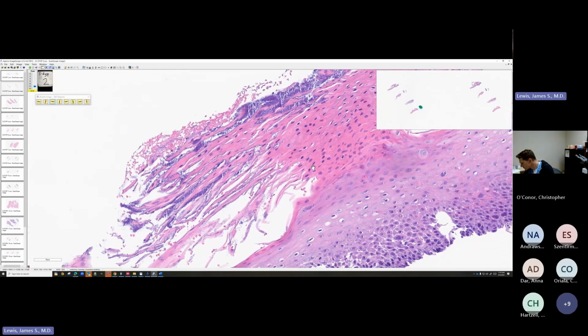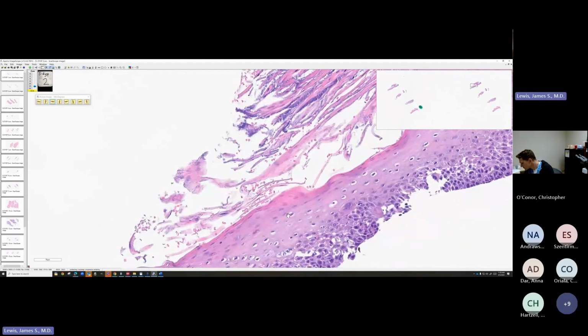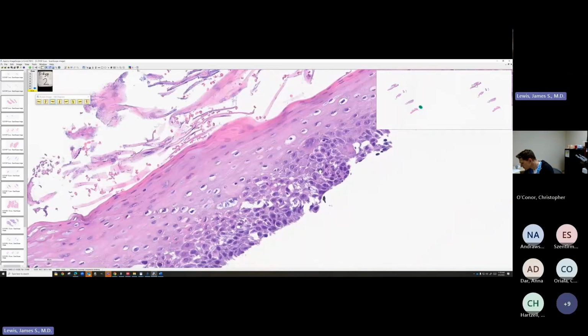Candida can cause reactive changes that can mimic dysplasia a little bit, but I've seen lots of dysplastic lesions with candidiasis on the top. Now here it's just bacteria growing in that keratin, and that doesn't really mean anything, but okay.